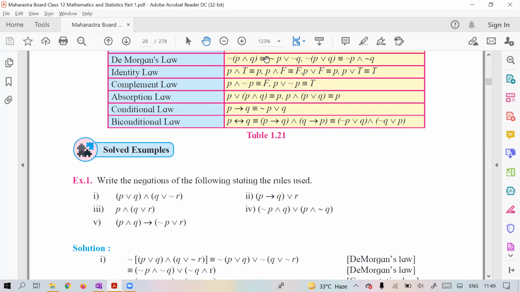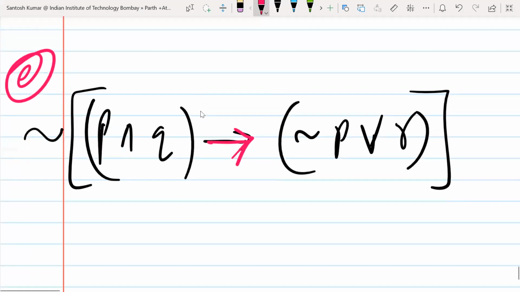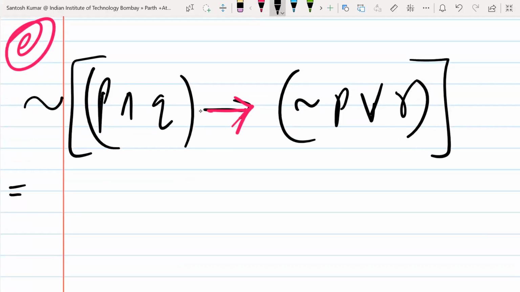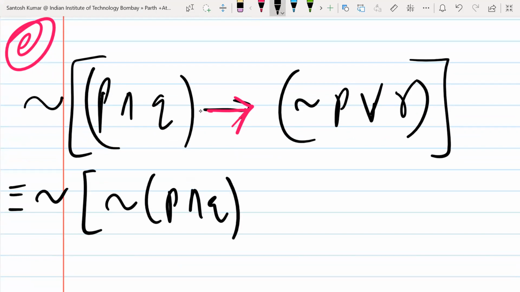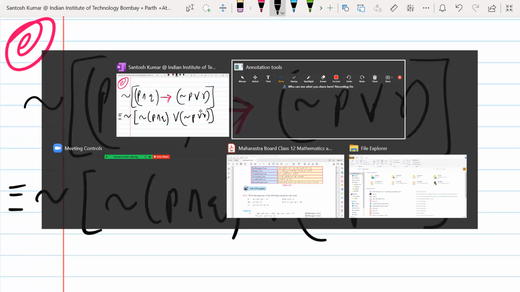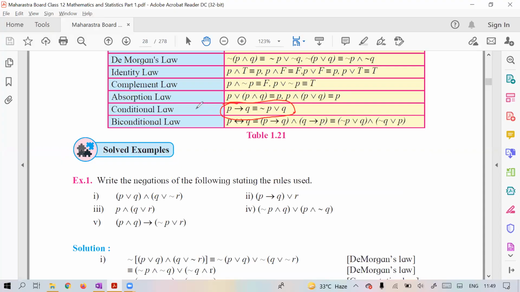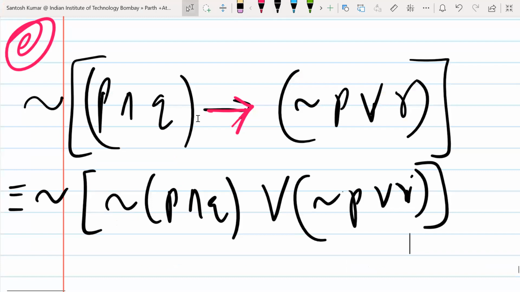So look here, P if and only if Q. Okay, P implies Q we're talking about, right? P implies Q is equivalent to not P or Q. So what you can do, you keep the negation outside. First you write the equivalent. So P implies Q is equivalent to not P or Q. I'm using this one. So in place of P, we have this, and in place of Q, we have this.